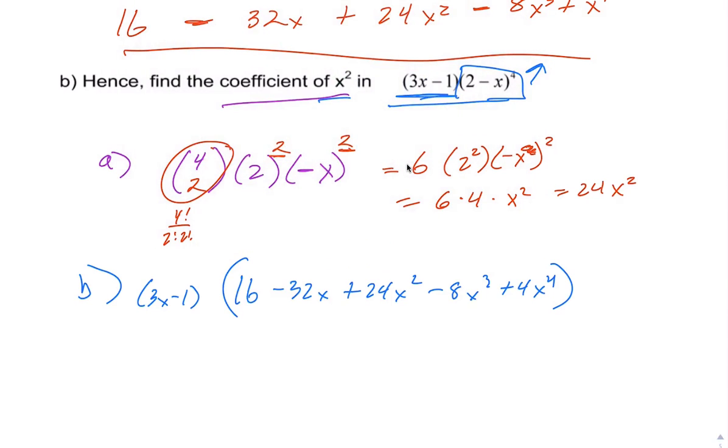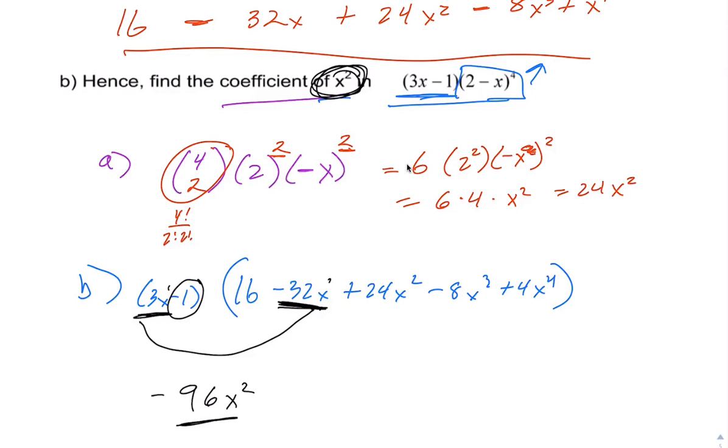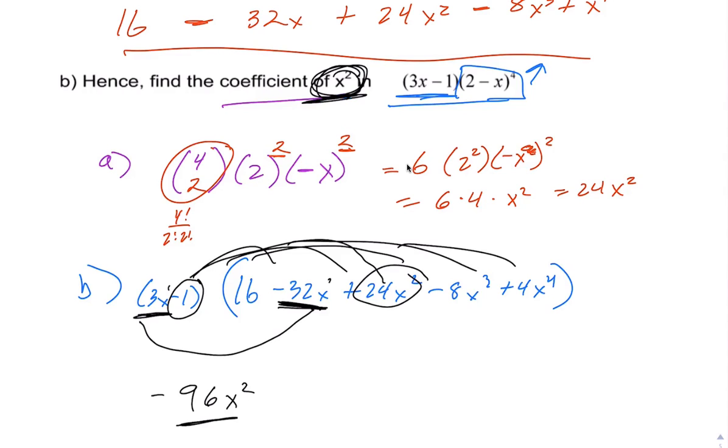How do I get x squared? Well, if I multiply 3x, the only thing that's going to give me x squared is when I multiply 3x by this guy. Because this means x to the first times x to the first, and that's going to give me negative 96x squared. When I do the second term, I'm going to multiply by all of these, but the only one I care about, the one that gives me the x squared term, is this guy times this guy, which will be negative 24x squared.